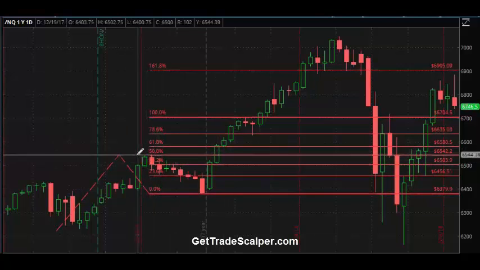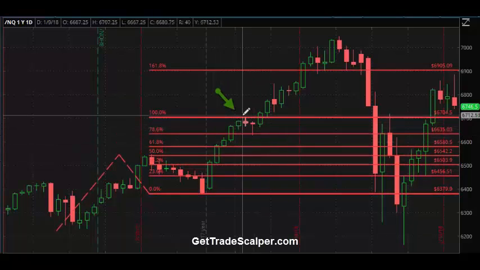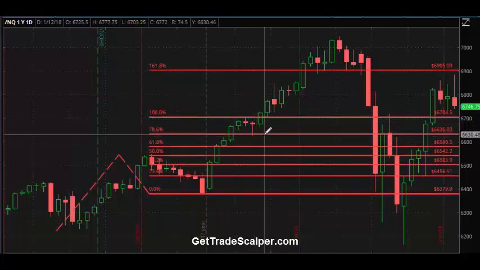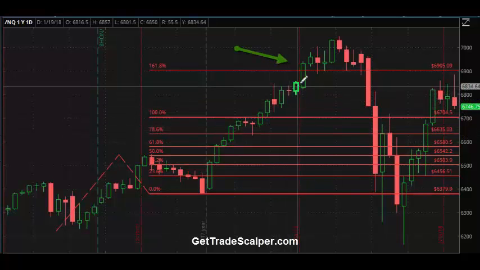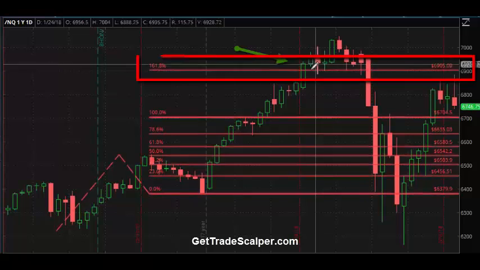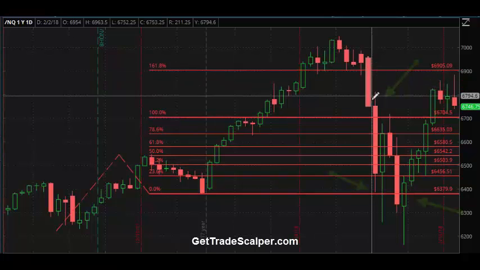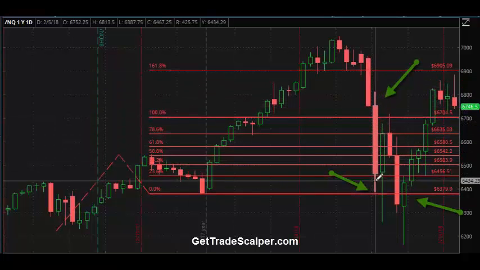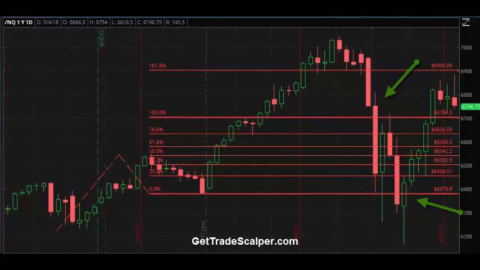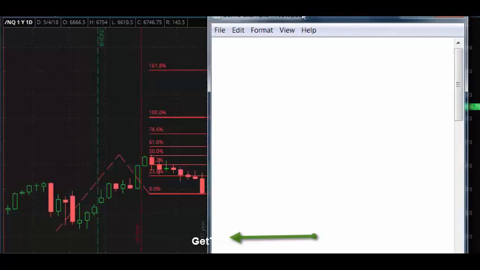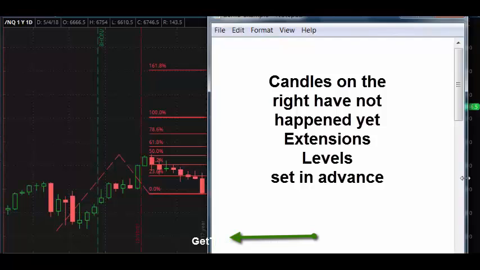Once it goes past this point B mark, it pushes up and extends out to the 100% here, comes back to the 78.6, and then goes up again to the 161.8, finds a place, it retraces, and then back down again. Now, mind you, once again, this right here to the right has not even taken place yet.